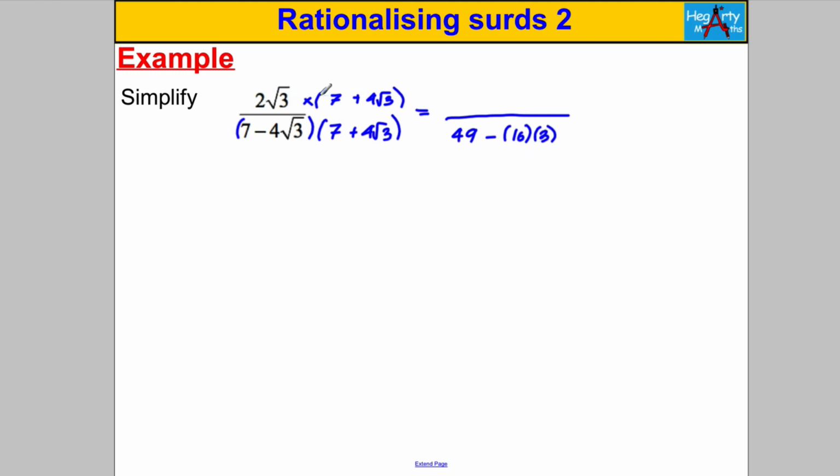So on the numerator, 2 root 3 multiplied by 7 is going to be 14 root 3. And 2 root 3 multiplied by 4 root 3, well, I'm just going to do that in 2 stages. 2 multiplied by 4 is 8, which I'm going to put into brackets. Root 3 multiplied by root 3 is 3, which I'm going to put into brackets. Again, don't want to do too much in my head and make a mistake. 14 root 3 therefore on the top, add 8 multiplied by 3 is 24, and on the denominator what have we got? Well, we've got 49 subtract 48, which is 1. So that gives us overall the answer 14 root 3 add 24, and we're done.